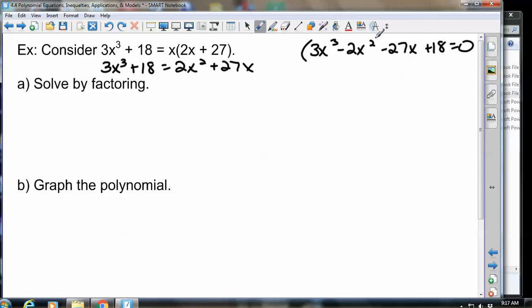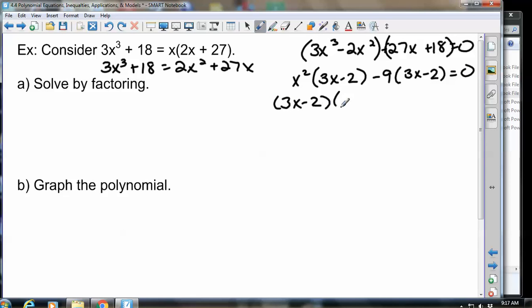When you do your grouping, you can't put a parenthesis after a negative, so I'm going to make that a negative 27 in my parenthesis. What can you take out of that first group? That leaves you with 3x minus 2. Second two, we could take out negative 9. That leaves us with 3x minus 2. So now we take out the 3x minus 2. We have x squared minus 9 left. Does that make sense? I think a lot of you weren't putting it in decreasing order, and so your grouping wasn't working. Am I done factoring?